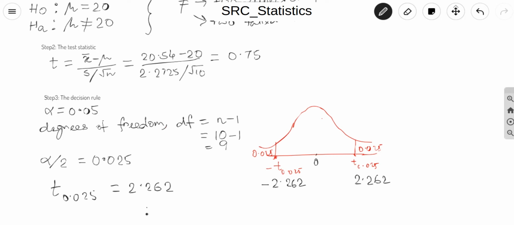We reject the null hypothesis if our calculated value of t, mod t, is greater than 2.262. Okay, that means if t is greater than positive 2.262 or t is less than negative 2.262, we reject the null hypothesis. So this is our decision rule.